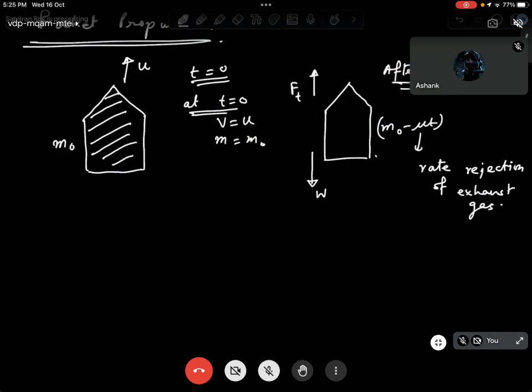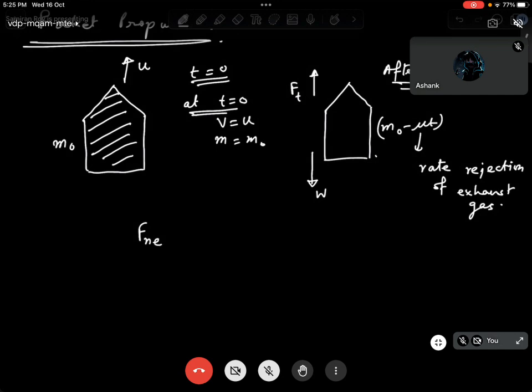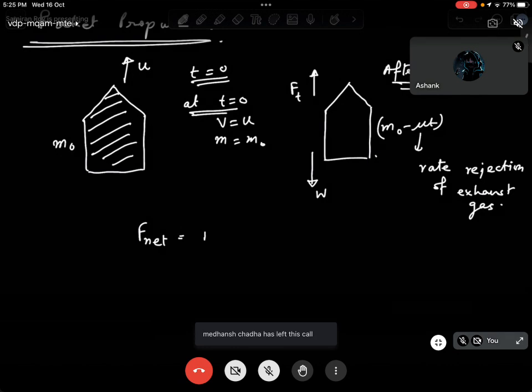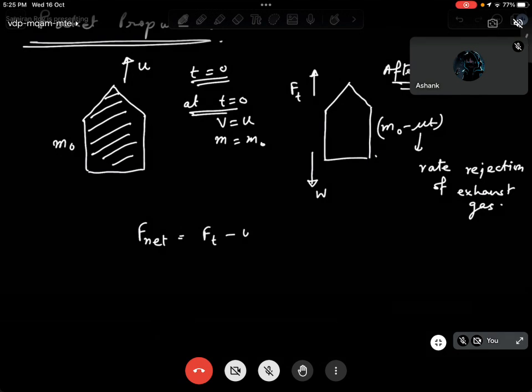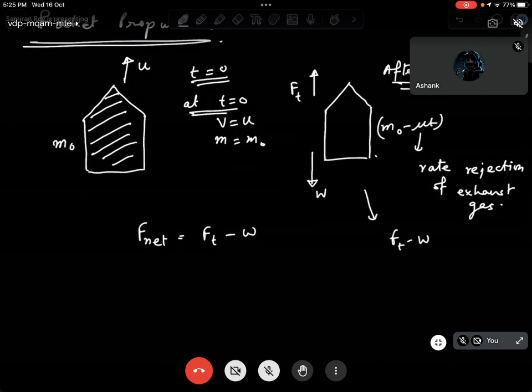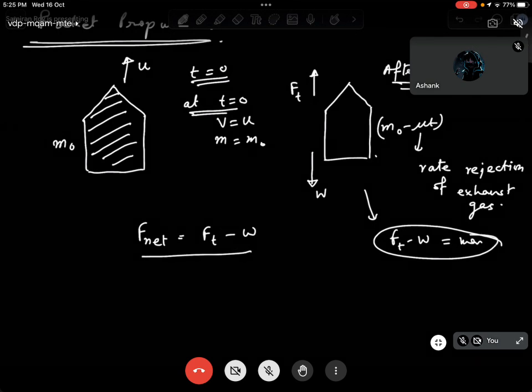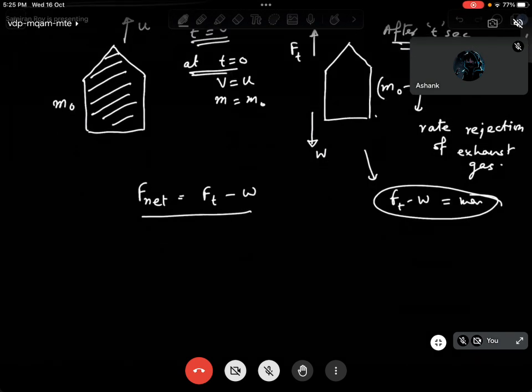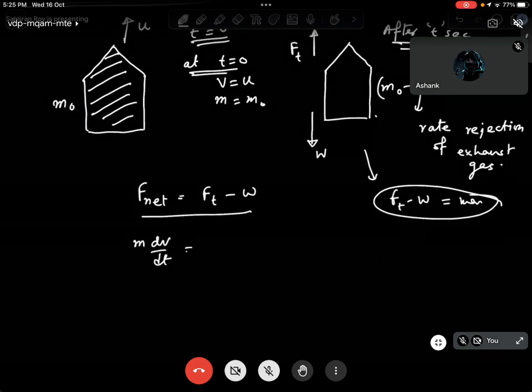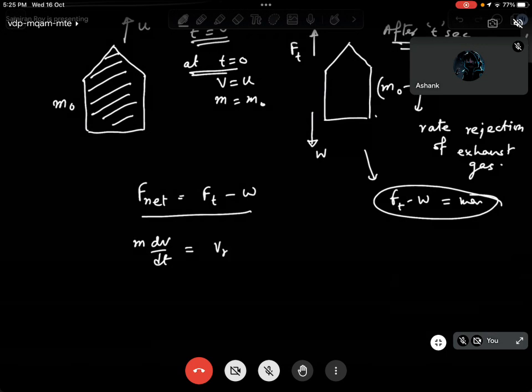So now can you tell me the simple Newton's laws of motion equation, the free body diagram equation? Can I write net force is what? Ft minus W, no? Thrust force minus weight of the rocket equal to mass into acceleration, that is net force. Clear? So net force is m dv by dt equal to thrust force, which is v relative times minus dm by dt.